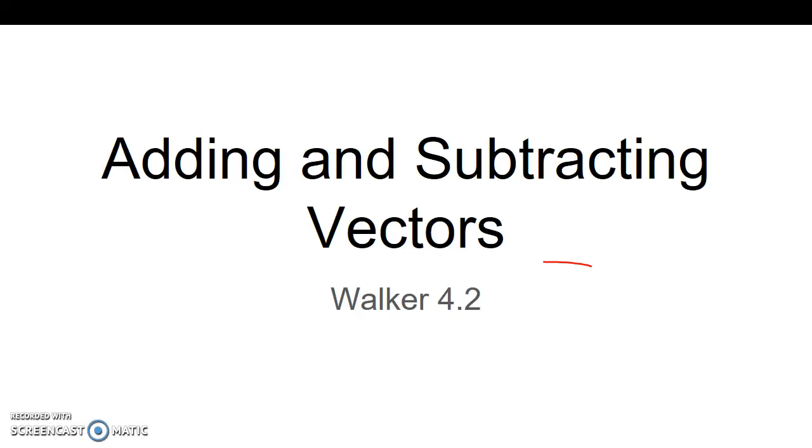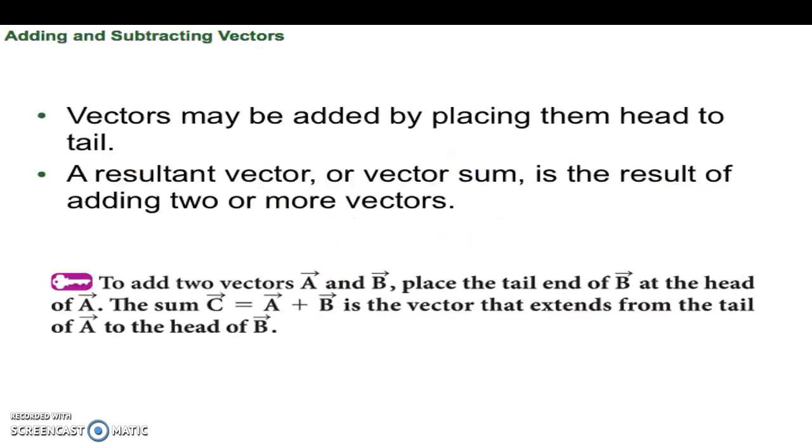Okay, we previously looked at vectors. Now we're going to look at adding and subtracting vectors. So there's a couple ways we can do vectors. We can place them head to tail, tip to tail, and we can use graphically. We can find what's called the vector sum, and that's how we can add vectors.